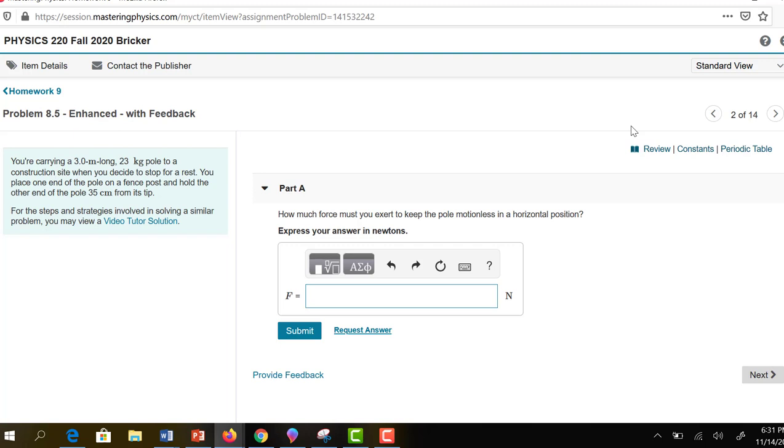On the post, and you hold the other end of the pole 35 centimeters from the tip. Okay, so one end's on a fence post, you are on the other side, but not at the end, 35 centimeters from the end. For the steps, you can take a look at the video tutor solution here, so that's available to you. How much force must you exert to keep the pole motionless in a horizontal position?